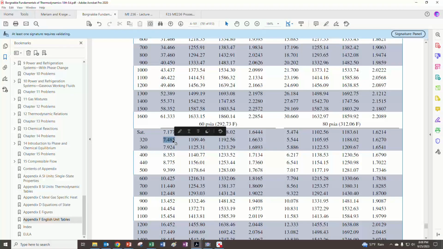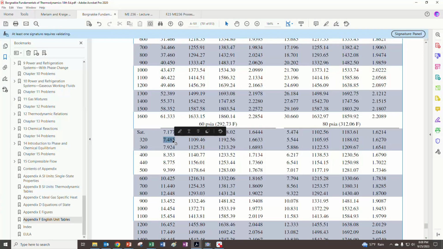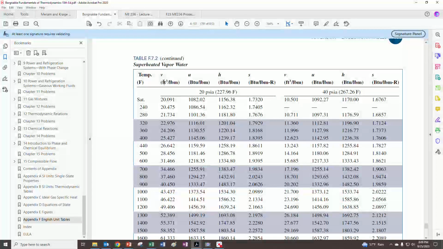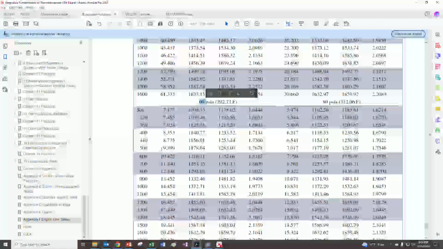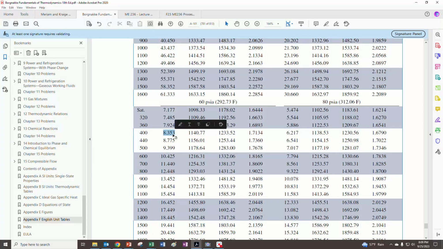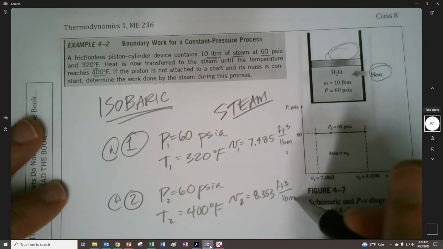So we have a specific volume at state 1 of 7.485, and these are cubic feet per pound mass. Let's go up to the top and double check that. Yep, cubic feet per pound mass. And then at state 2, we're at 60 still, but now we went up to 400 degrees, and we have a specific volume of 8.353 cubic feet per pound mass. Oops, you can't see my hands here. All right.